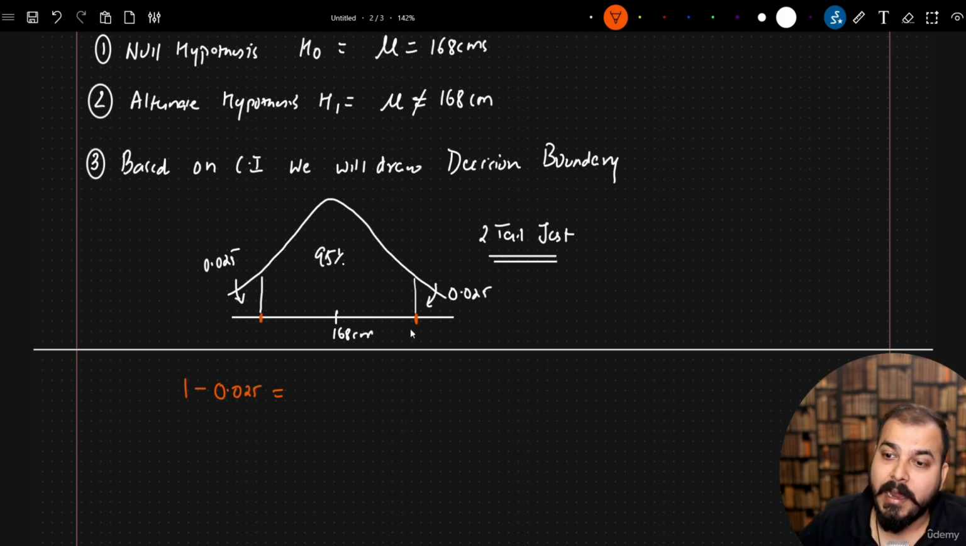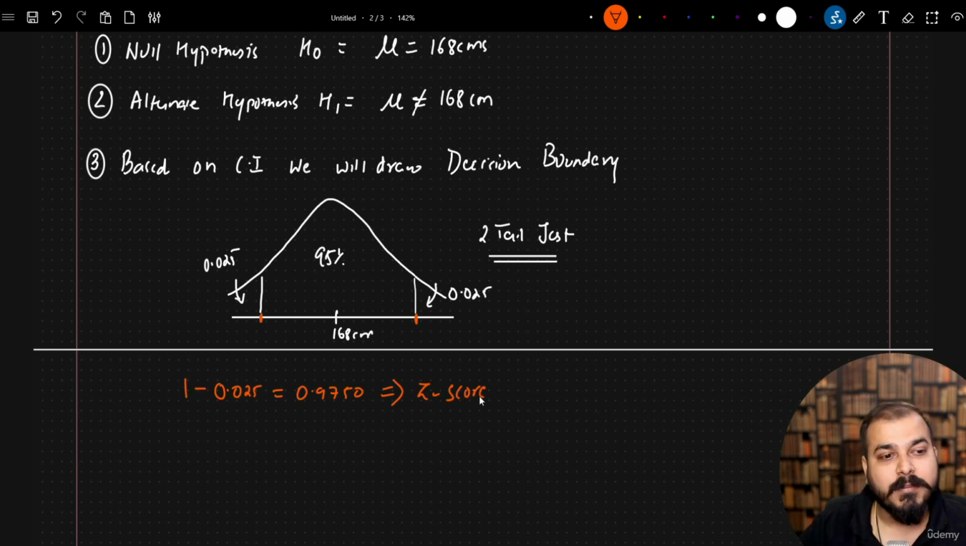1 is the entire area, and 0.025 is this area. So I will be getting this z-score value, which will determine the area under this entire curve. Over here you will see 0.9750 is my entire area. Now with respect to this, what is the equivalent z-score I need to compute?